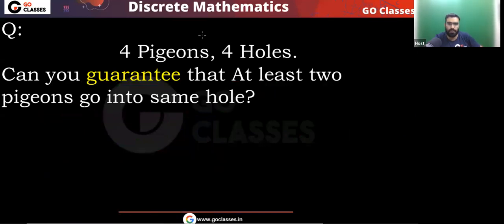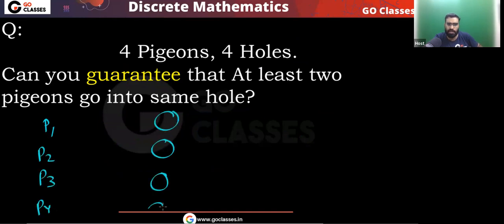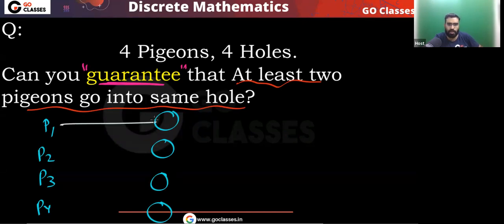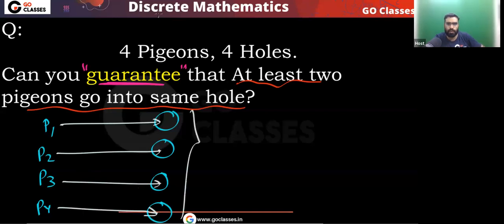Consider this one. You have 4 pigeons, P1, P2, P3, P4, and 4 holes. Now can you guarantee, focus on this word guarantee, that at least 2 pigeons will go to the same hole? Again, you cannot guarantee, because maybe this one is going here, this one here, this one here, and each goes to a different hole. So it is not guaranteed.